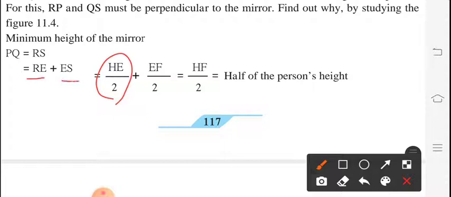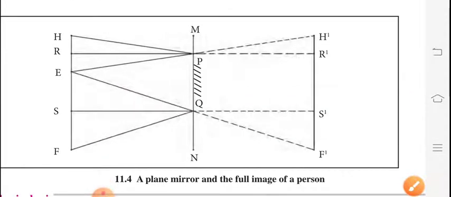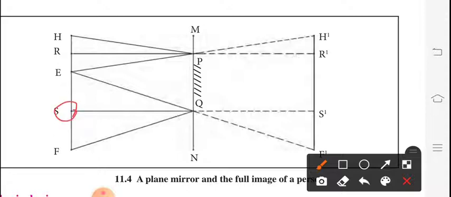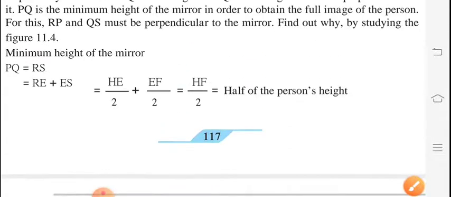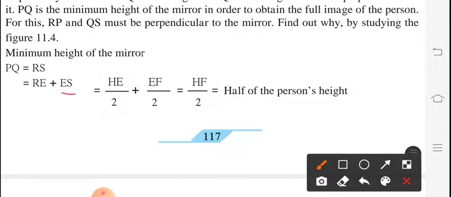Now instead of ES also, the same thing we can apply. This S is the midpoint of EF. Midpoint means this S divides the distance into exactly half. So whatever ES distance is there, that is exactly half of EF, because S is the midpoint of EF. So instead of ES, we can write EF upon 2.